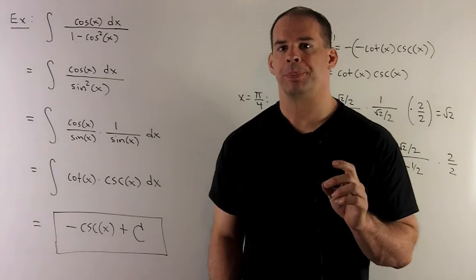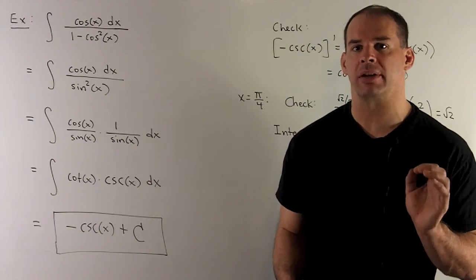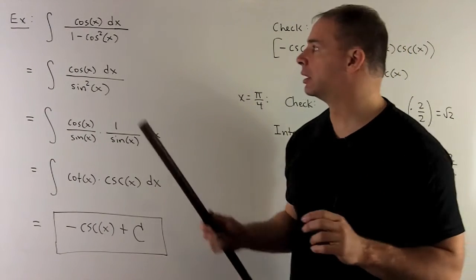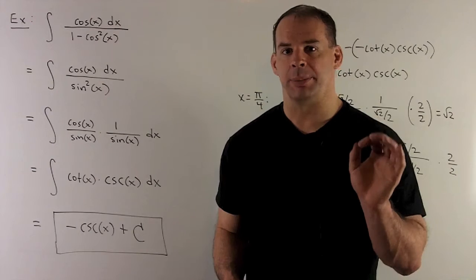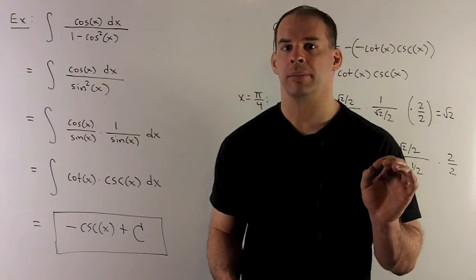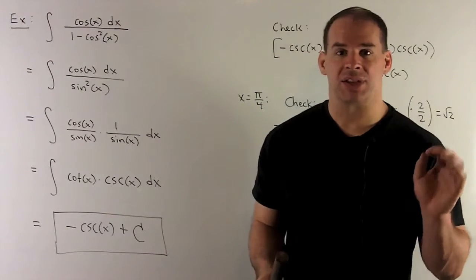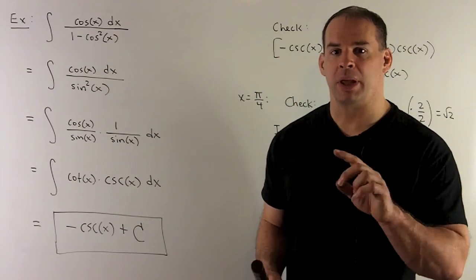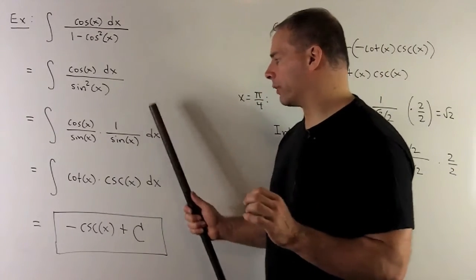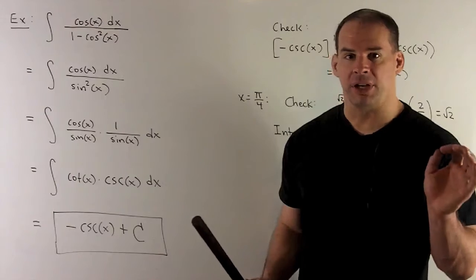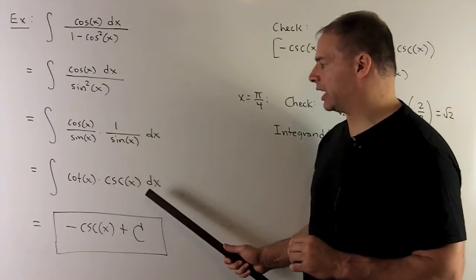For our next example, we have the indefinite integral of cosine of x over 1 minus cosine squared of x with respect to x. Now, this doesn't appear in our list, so we're going to need to manipulate until we get something that does appear. If we take the 1 minus cosine squared, we can write that as sine squared. And then we can split what's left over into 2 functions: cosine over sine, and 1 over sine. By definition, cosine over sine is cotangent, and 1 over sine is cosecant.